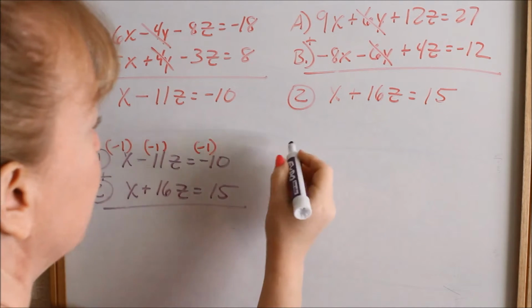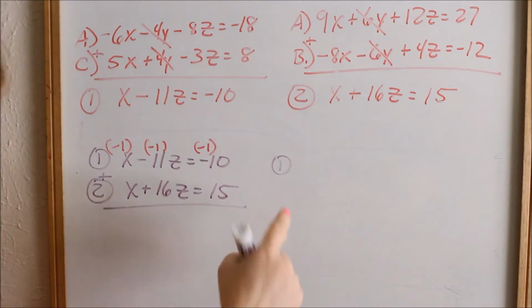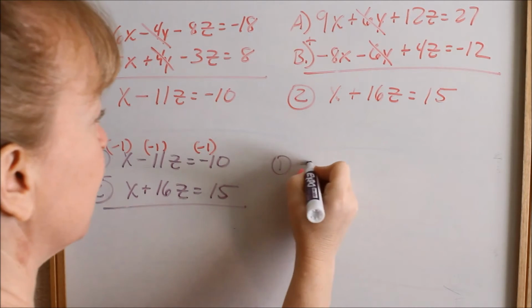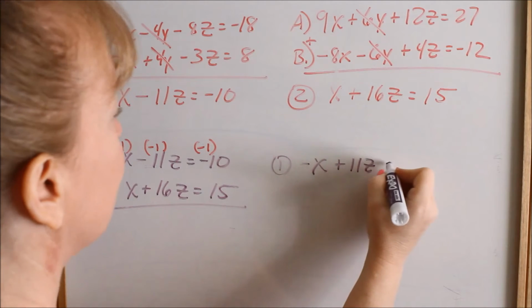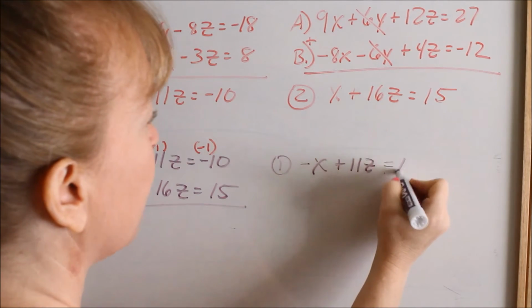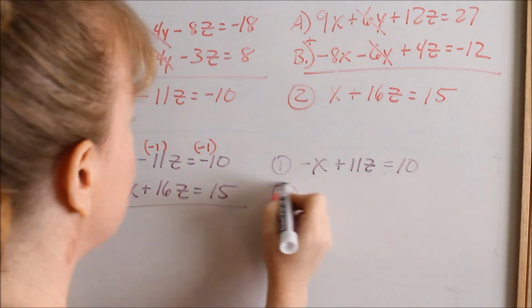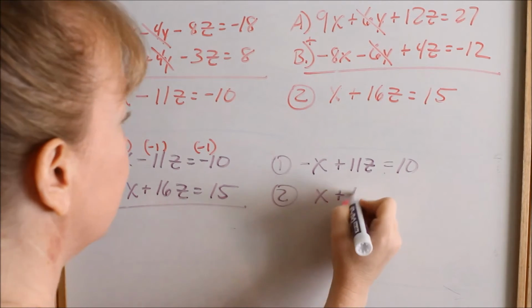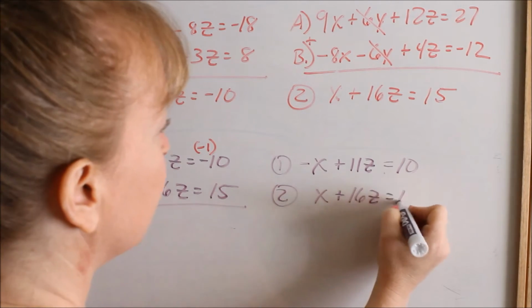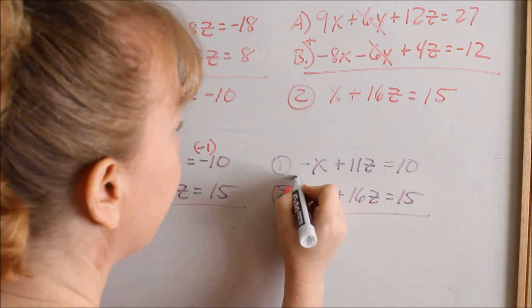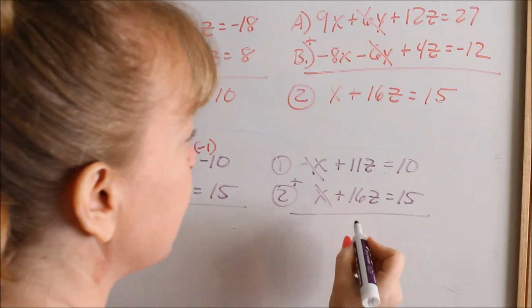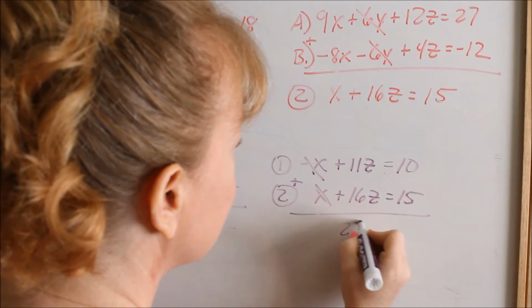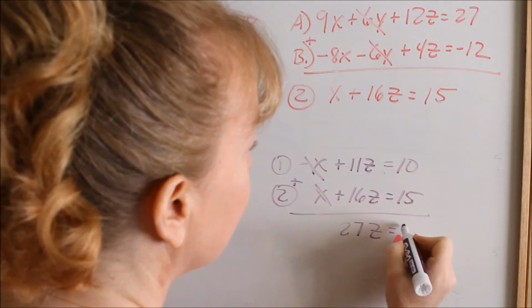So I'm just going to rewrite this over here. I'm just labeling it just to keep up with what everything is. So that would be a negative x plus 11z, equals a positive 10. Equation 2, I didn't change it at all. Now if I add my equations, those will go away. 11z plus 16z, positive 27z.